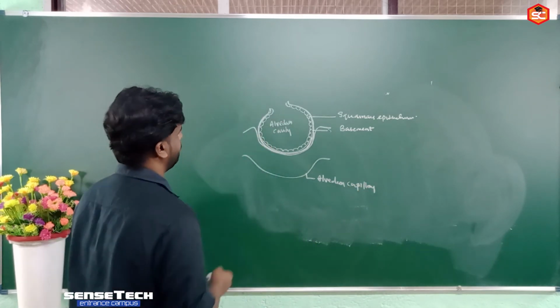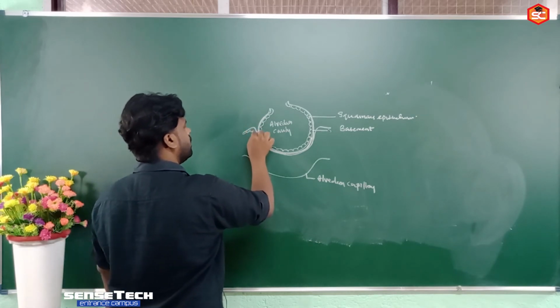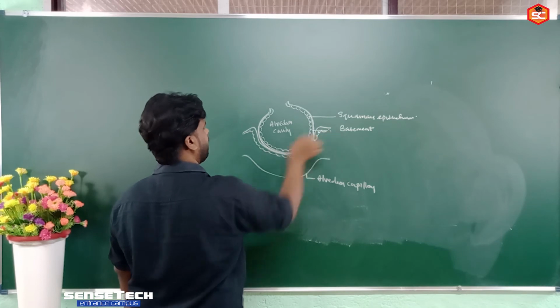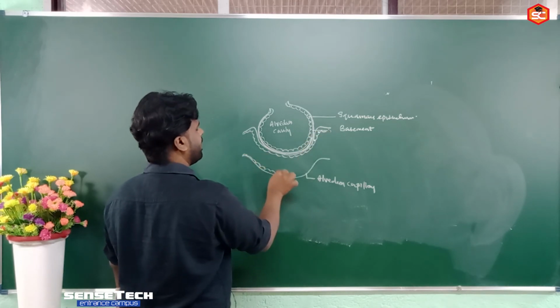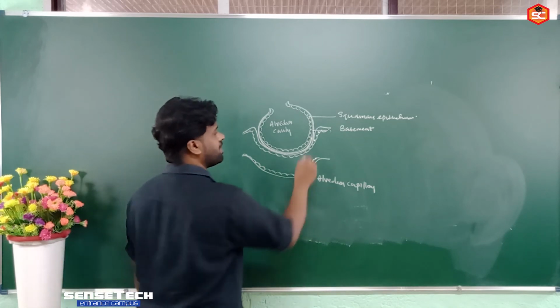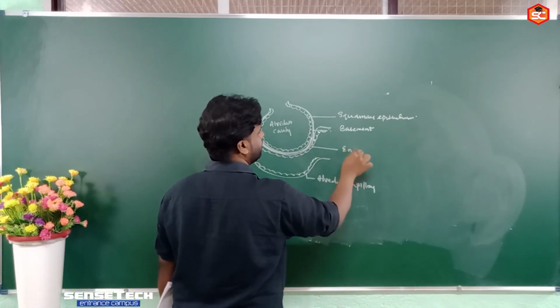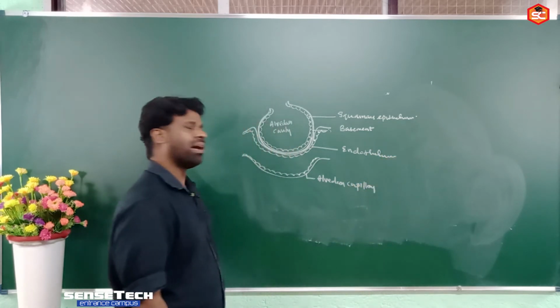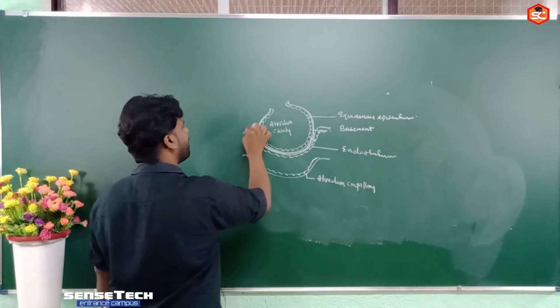And here, this forms the wall of the alveolar capillary. The wall of the alveolar capillary is formed of endothelium. So this is the endothelium of the alveolar capillary. It also has a basement membrane.